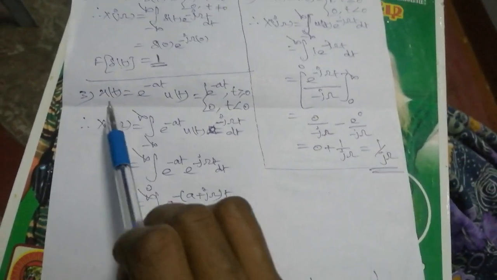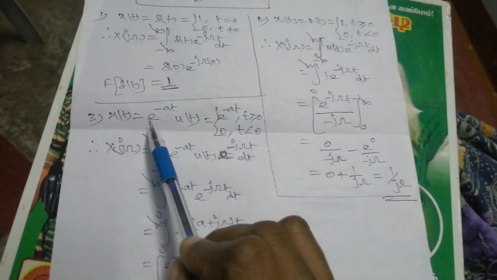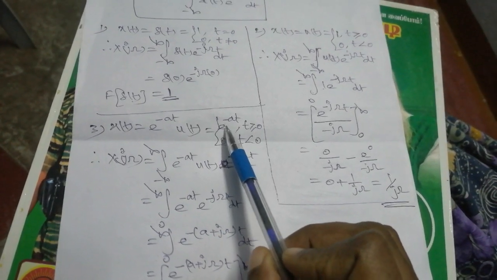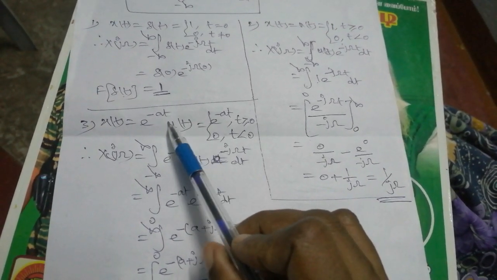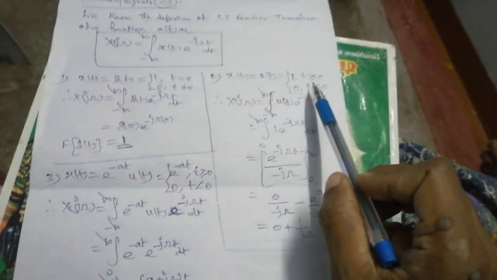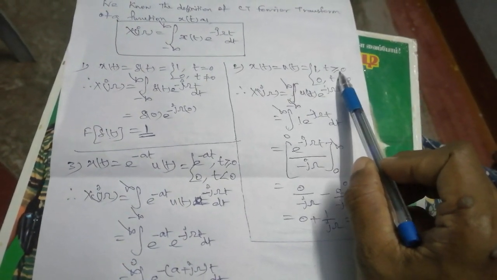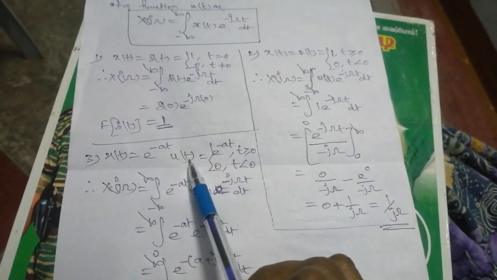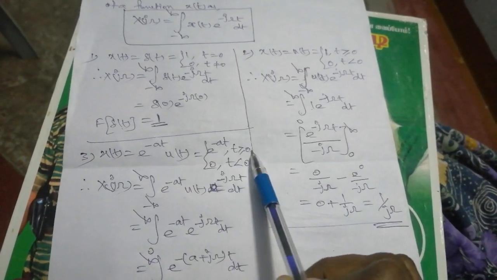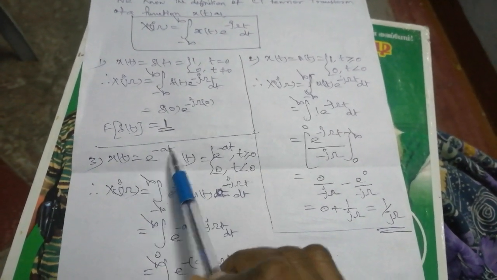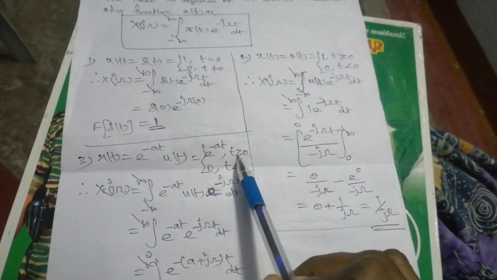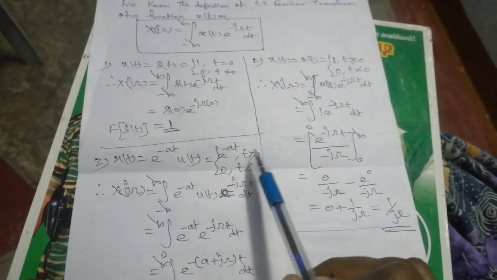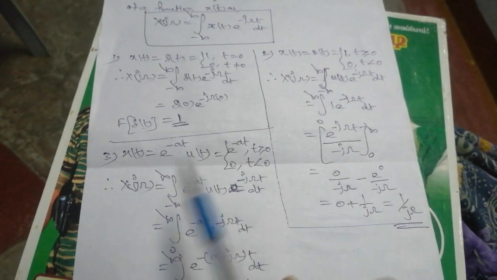For the next function, when x of t is given as e power minus at into u of t, because of the presence of this u of t function, and we know u of t is defined as 1 when t greater than or equal to 0, we have to make the substitution for u of t. So u of t is 1 when t is greater than or equal to 0. So 1 into e power minus at becomes e power minus at in this interval t greater than or equal to 0, and 0 when t less than 0.